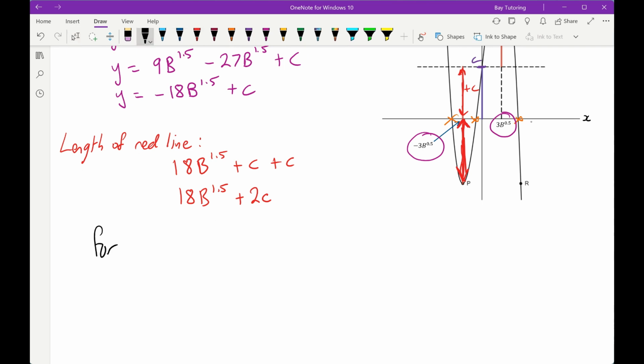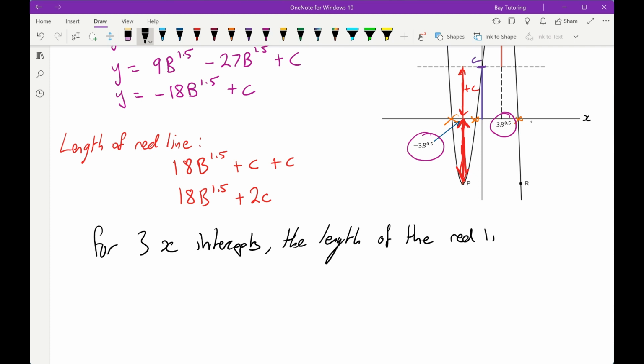So for 3 x-intercepts, the length of the red lines must be greater than the length of the purple line.